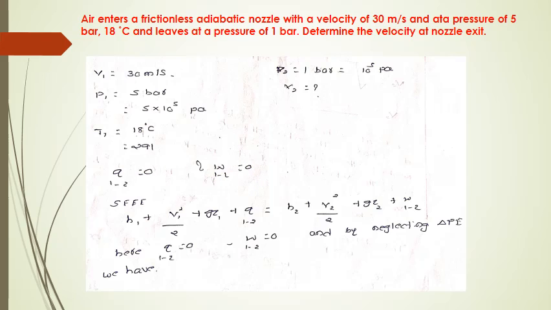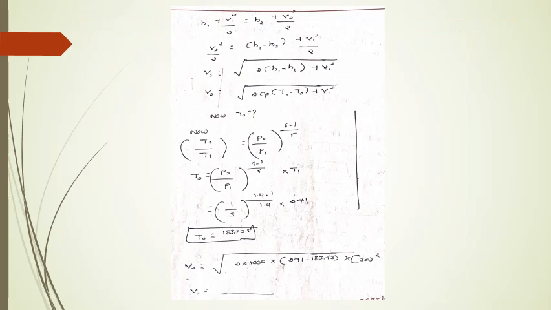Then from steady flow energy equation we can derive this equation: V2 equal to under root of 2 into (H1 minus H2) plus V1 square, because here we cannot neglect the inlet velocity, since it is given. That's why we need to consider the inlet velocity here. So now T2 we need to find out. How to find T2 is using this equation.